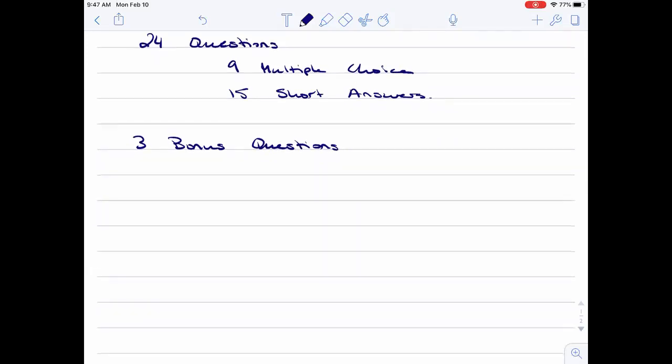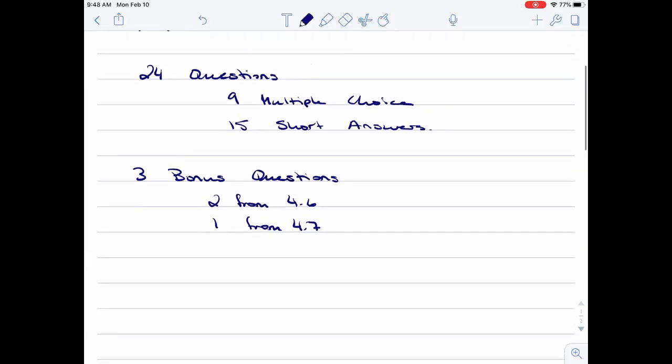And I'm just going to tell you that 2 are from 4.6 and 1 from 4.7. Even though we didn't talk about 4.5, there wasn't one on there, so you're safe. 4.5 is pretty fun though, because it's about coding categorical variables, even if you have more than 2 categories, how to do that. Okay. And these are all multiple choice.